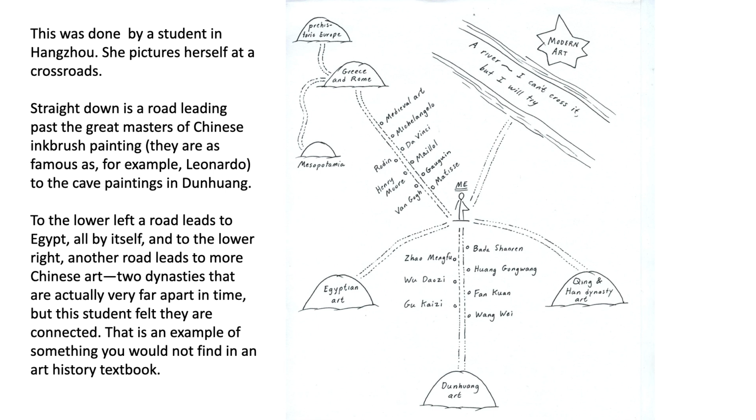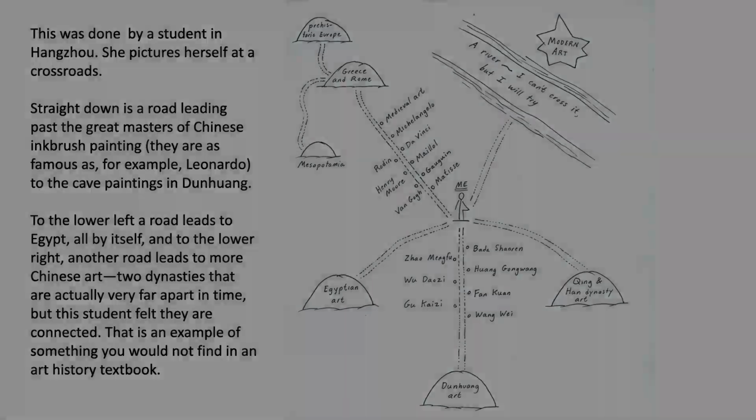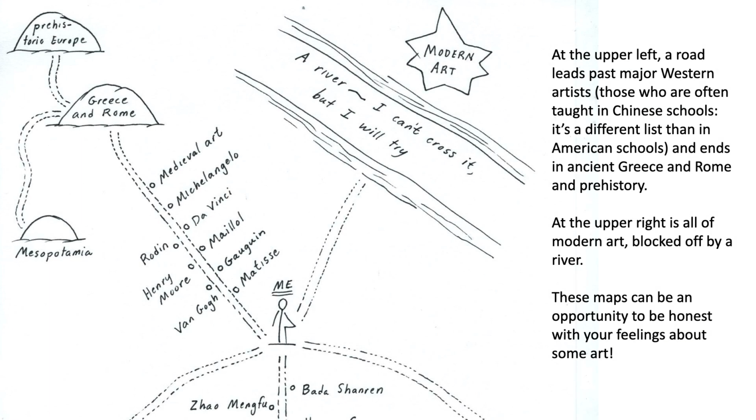Actually, it's labeled Qing and Han Dynasty. Some of you may know those two dynasties are actually very far apart in time, so a historian wouldn't connect them. But this is an intuitive map. In her mind, they were connected. The interesting part is the top part of the map.